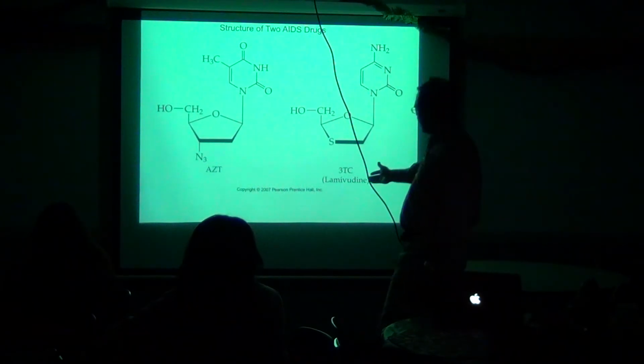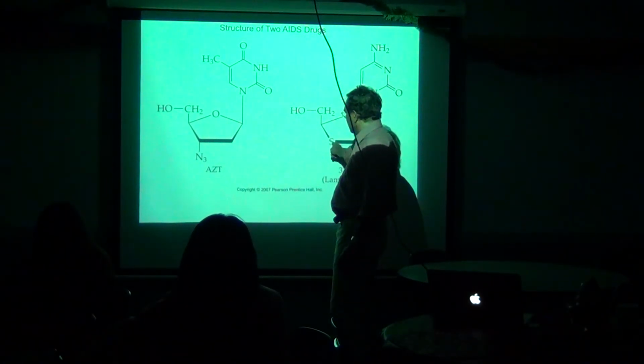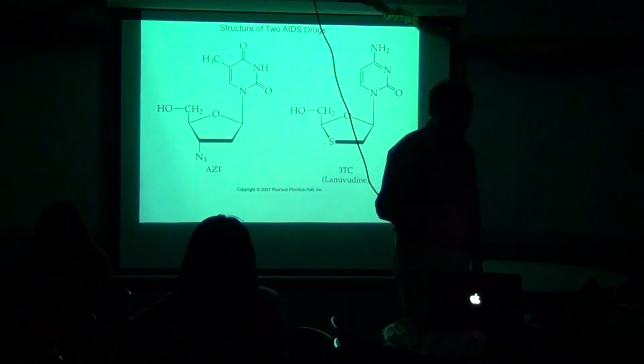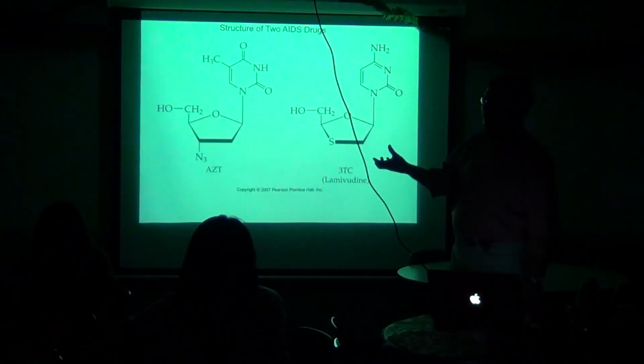There's other versions of it. So there's 3TC, which has a thio group here. And again, that can be accommodated by the enzyme, but will not be extended by the polymerase.